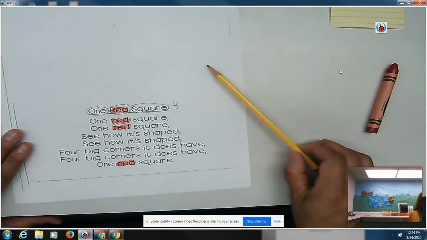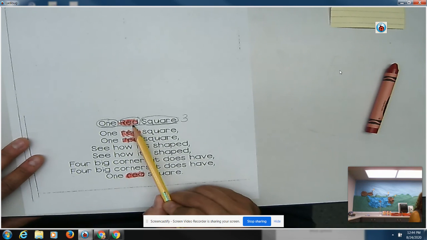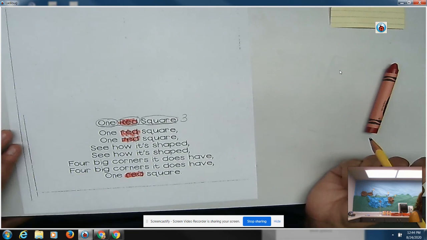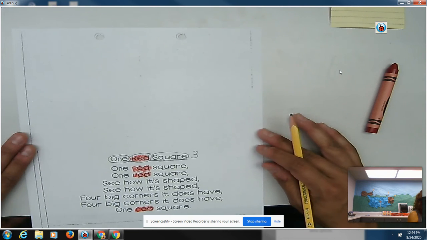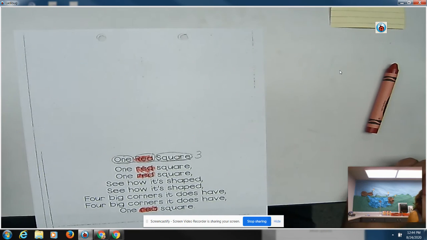The reason we do that is so that when we read it, we can remember that this is red because it's colored in red. Now the next thing we're going to do is draw a picture that goes with our poem. What do you think it's going to be? It's going to be a red square.